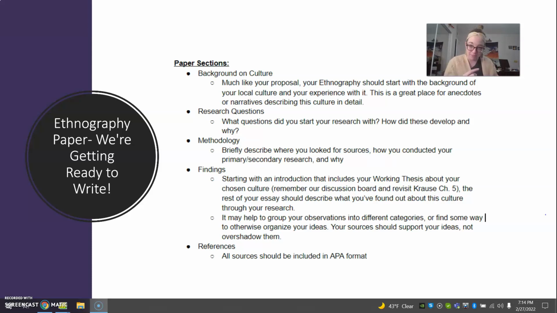So these first three are actually the same as your ethnography proposal. When you actually start to draft your ethnography, what you can do is go back to your proposal, move that information into your draft and adjust it, having now done the research. Because your proposal is pre-research, your ethnography draft is post. So even if you're going to use some of that same information, you do want to adjust it. You are not just copying and pasting, but you're saying, okay, this is where I started and here's where I ended up.